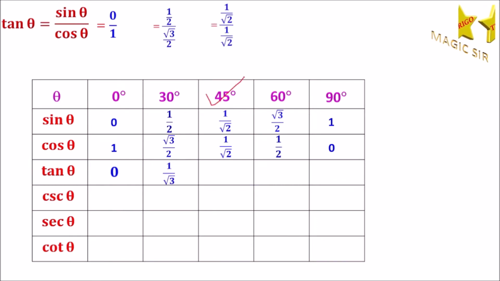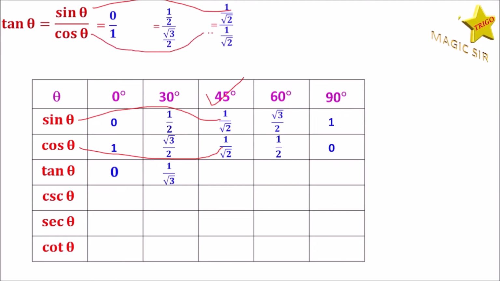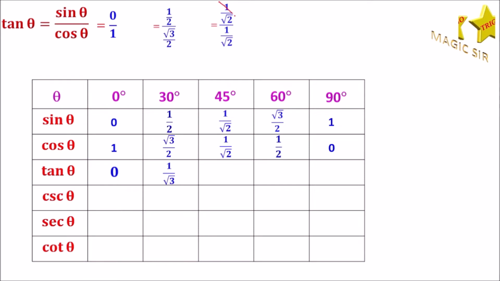For 45 degrees, we have sin theta is equal to 1 upon root 2 and cos theta is equal to 1 upon root 2. And we know that 1 upon root 2 upon 1 upon root 2 is equal to 1. So we can write tan 45 degrees is equal to 1.